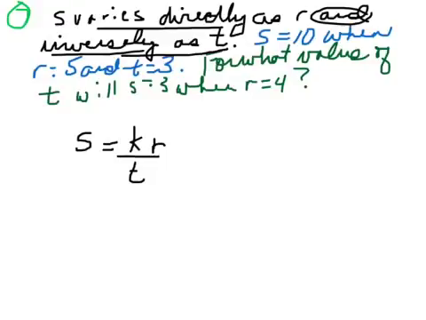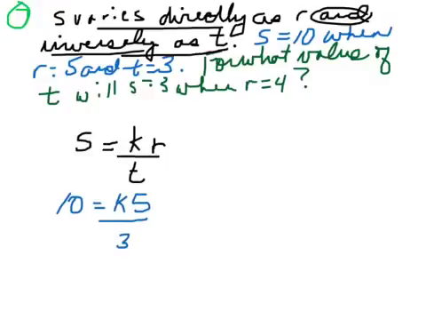Now, in blue, I wrote a set of information that they gave us. S is 10, so let's plug that in. We know we've got to figure out the K, so I'm going to write it down. R is 5, so K times 5, I could have written that 5K. And T is 3. Okay?